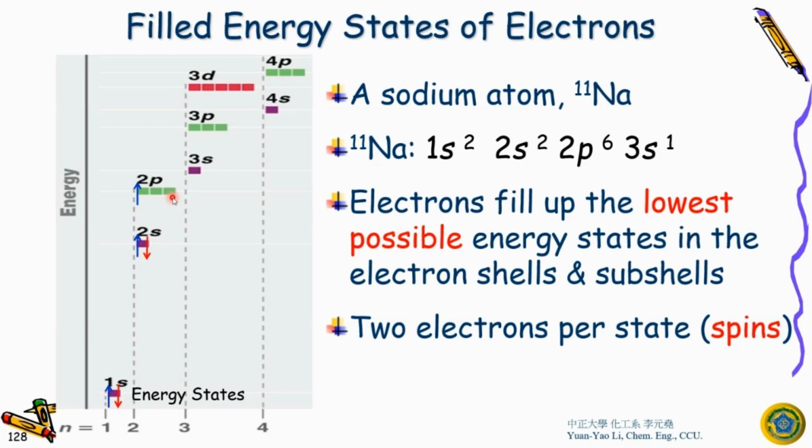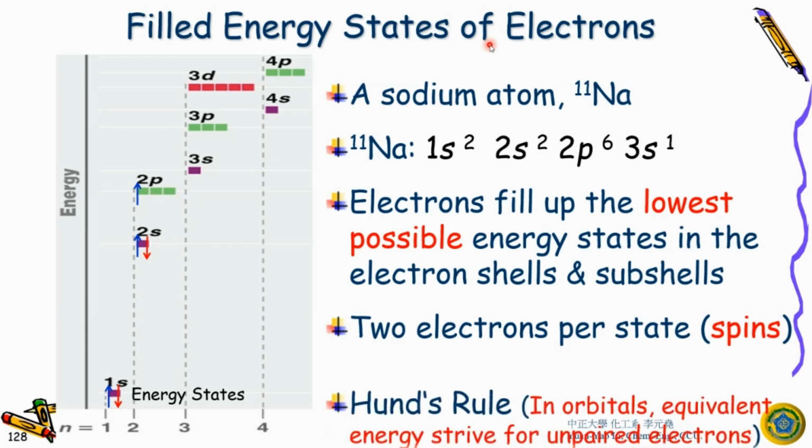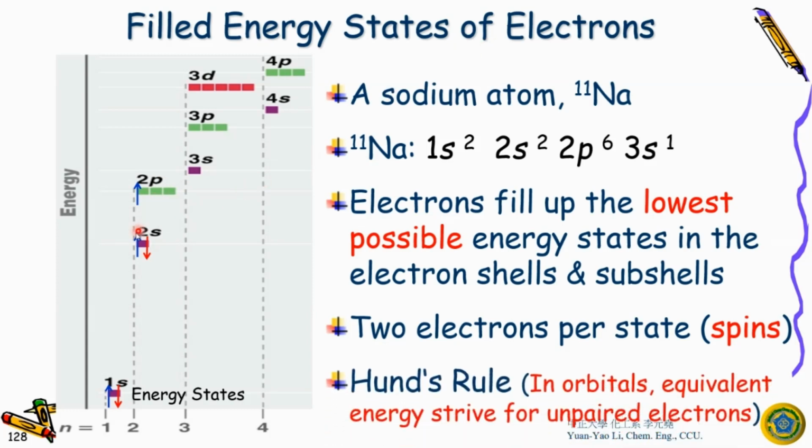So, but what happened next? Will you put the electron in this place, using Pauli exclusion principle, or this one, or this energy state? Which one? This is what we call Hund's rule. Hund's rule tells us that if you have 3 energy states here, in orbitals of equal energy, you need to put unpaired electrons first. So the second one will be here.